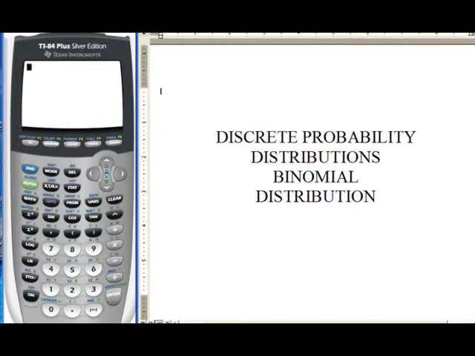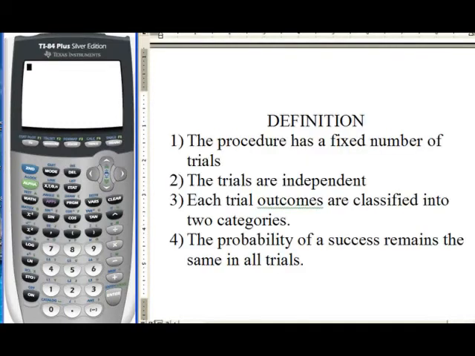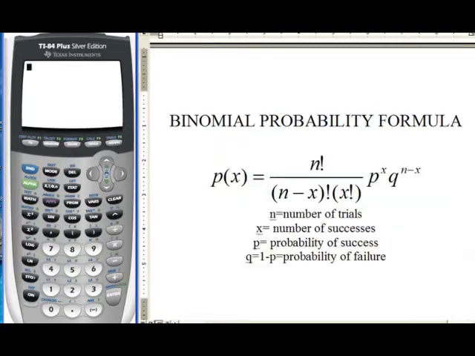Today we will talk about discrete probability distributions. The first one I'll cover is the binomial distribution. For an experiment to be binomial, you have to have a fixed number of trials. They have to be independent from each other. And outcomes are classified into two categories, as failure and as success. And the probability of success remains the same throughout the experiment.